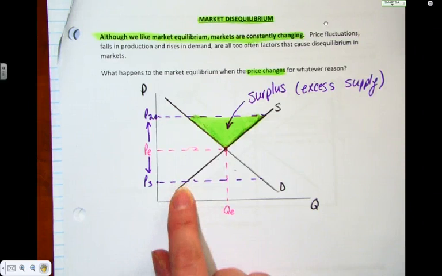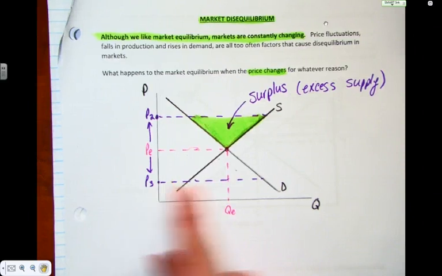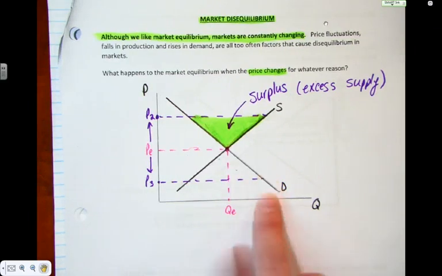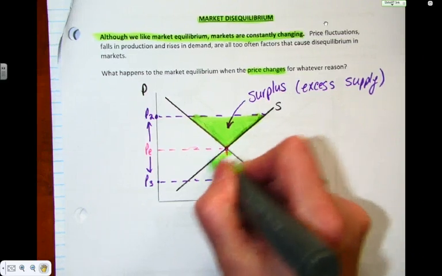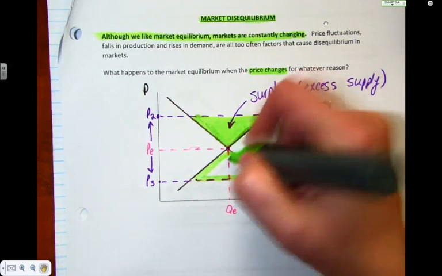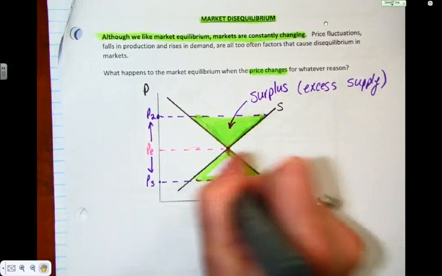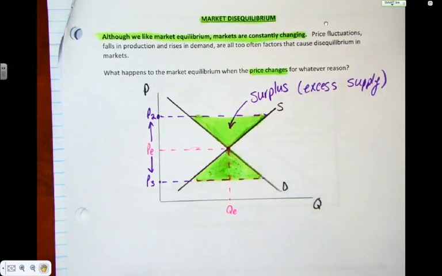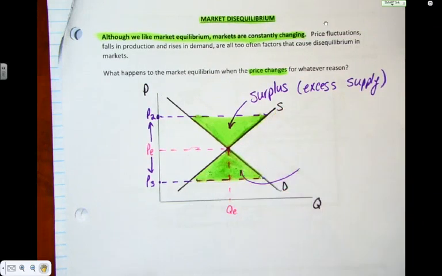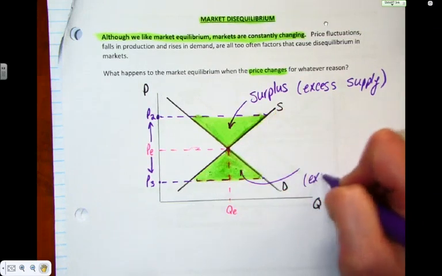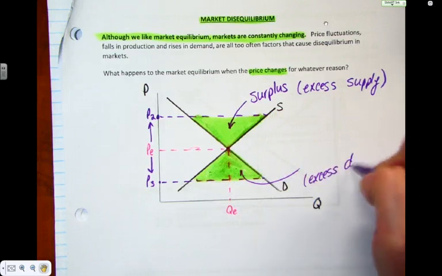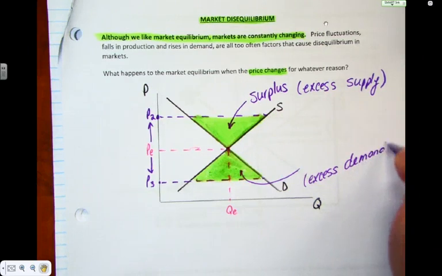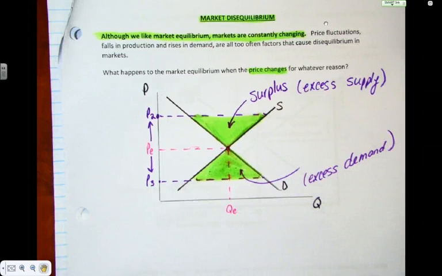So it's lower. People don't want to produce as much because they're not making as much, but what do people want? They want more of it. So we get a second triangle in here. And so the definition is excess demand. What do we call it? Shortage.